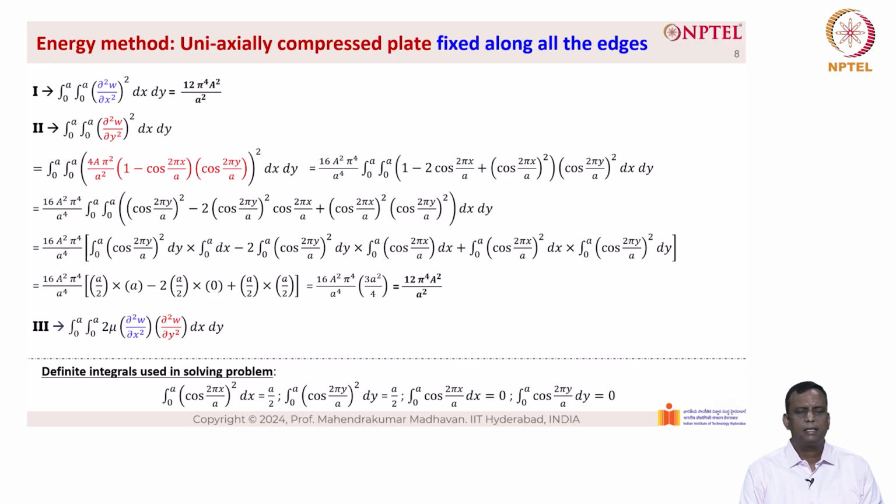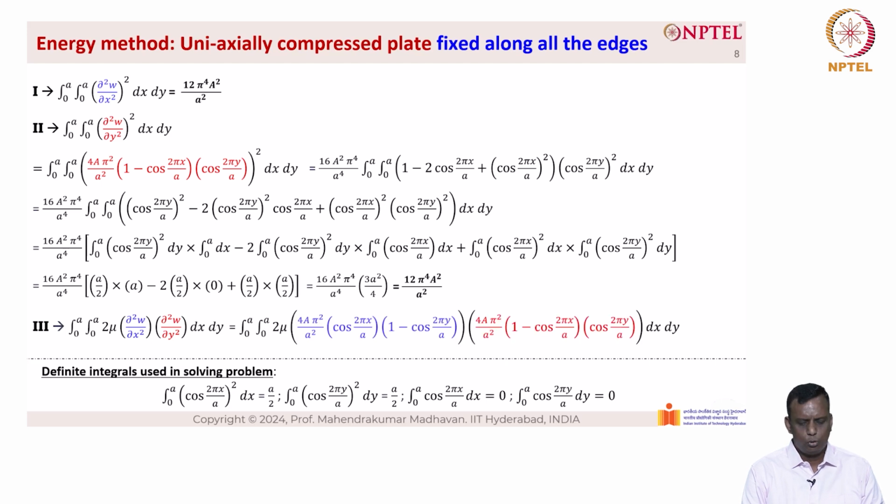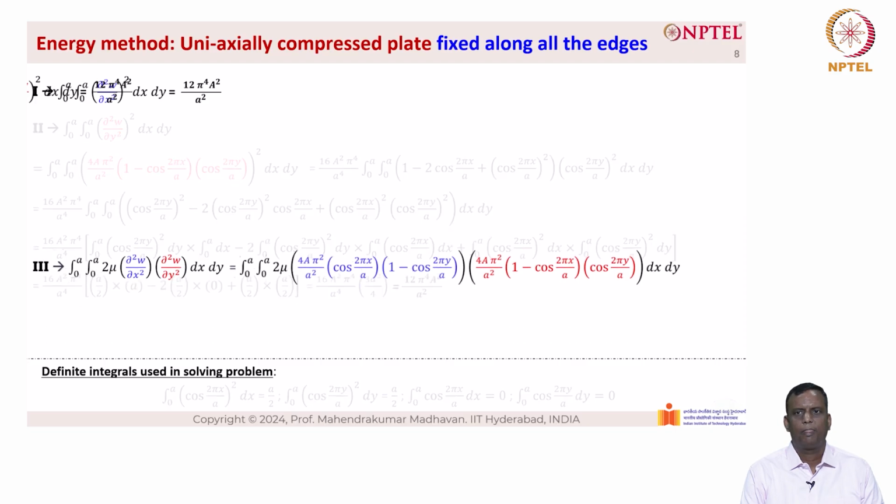So, the third integral is 0 to a 2 mu into dou square w by dou x square into dou square w by dou y square into dx into dy. So, when we expand it, we get 0 to a 2 mu into 4a into pi square by a square into cos 2 pi x by a into 1 minus cos 2 pi y by a, and the next term is 4 into a into pi square by a square into 1 minus cos 2 pi x by a into cos 2 pi y by a into dx into dy.